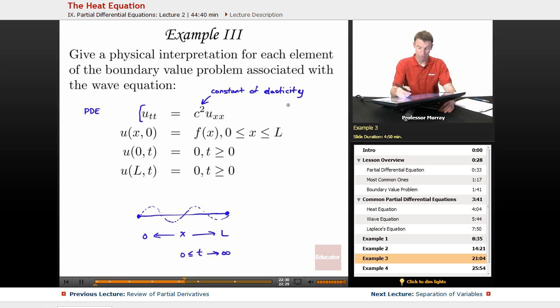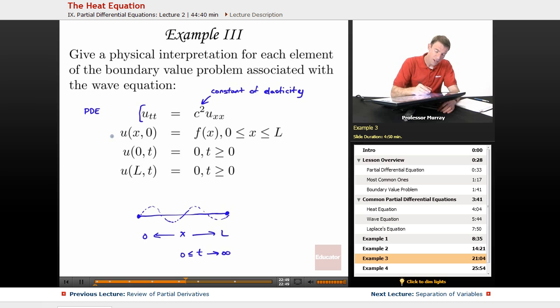In other words, if you're dealing with, for example, a wooden rod instead of a string, that's not going to be elastic at all. That's not going to vibrate up and down at all. If you're dealing with something more flexible, like a rubber band, that's something that's going to be very elastic, and so would have a much higher constant of elasticity.